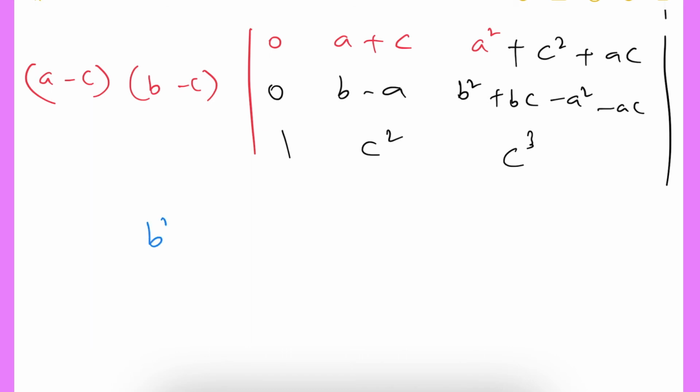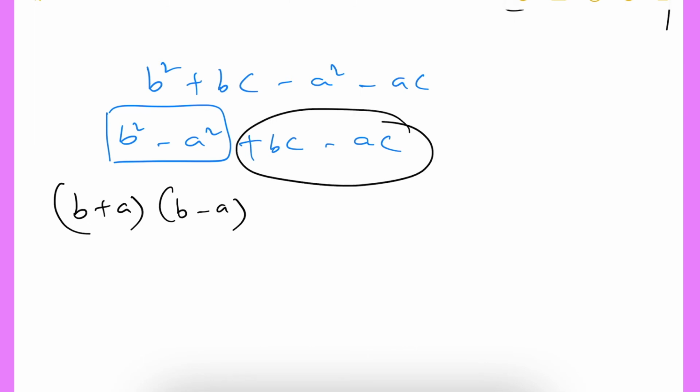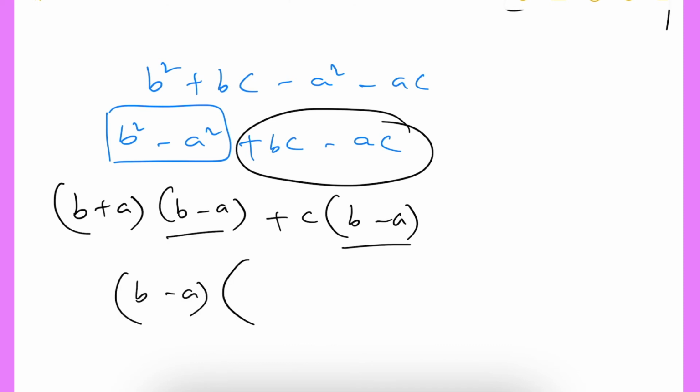So I have the element b square plus bc minus a square minus ac. So now what I will do, first term and third term I will write together, that is b square minus a square, then plus bc minus ac together. Now this b square minus a square can be written as b plus a into b minus a. Then from these two terms I will take out simply c common, then we remain with b minus a. Okay, now here b minus a, here b minus a is there, so I will take out that b minus a common, then we remain with b plus a plus c.